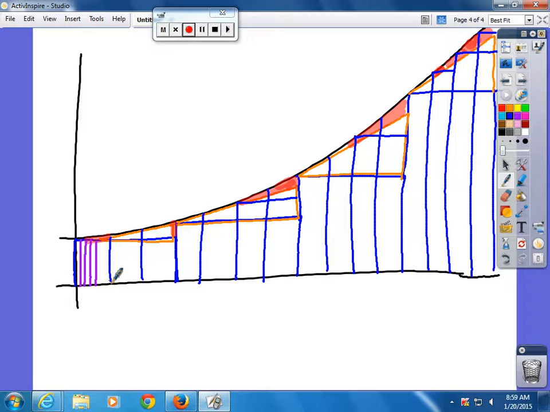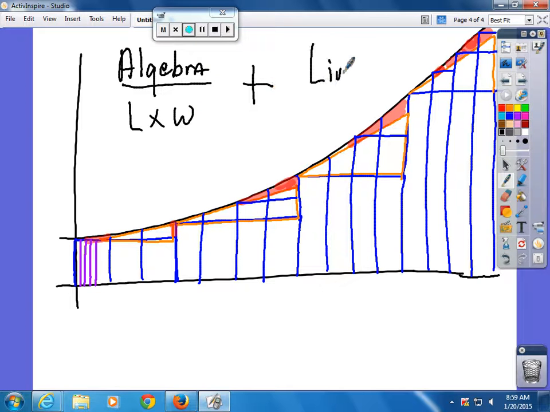Okay? So let's make a comparison here. Tell me what my algebra is. What algebra are we using in this problem? Geometry. Length times what? Everybody with me? And in derivatives, the algebra was what? The difference quotient, right? Now we take this algebra and combine it with what?